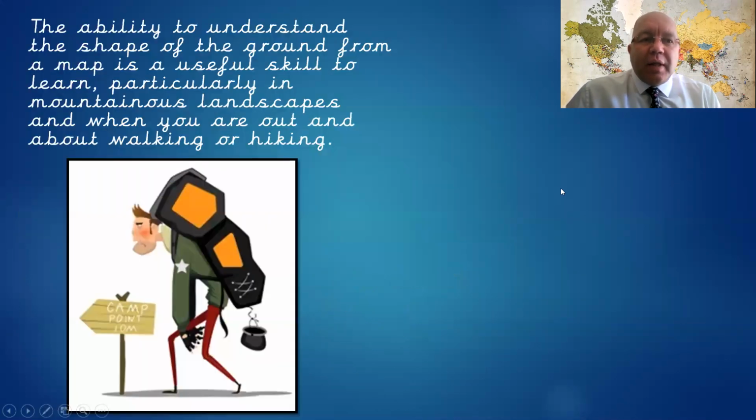Okay, so as I've said, the ability to understand the shape of the ground from a map is a useful skill to learn, particularly in mountainous landscapes and when you're out and about walking or hiking. So far we've looked at the different OS symbols, so we can find a public phone, or a hospital, or tourist information and so on. But today we're going to focus on the actual shape of the land itself.